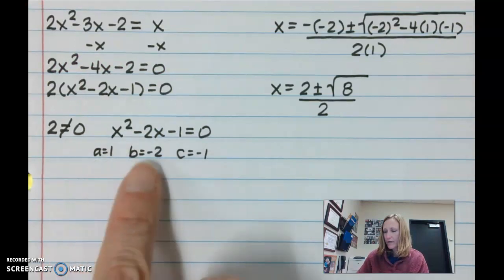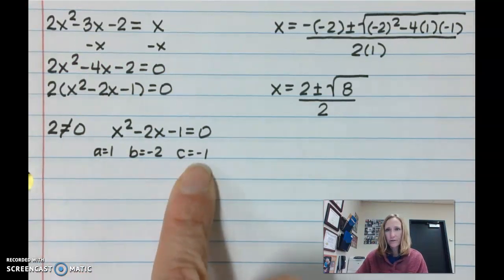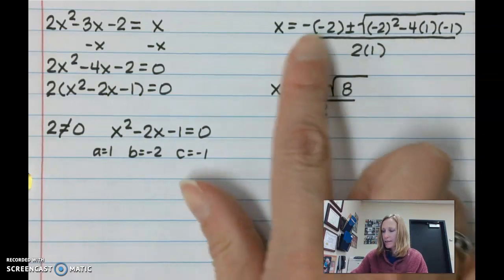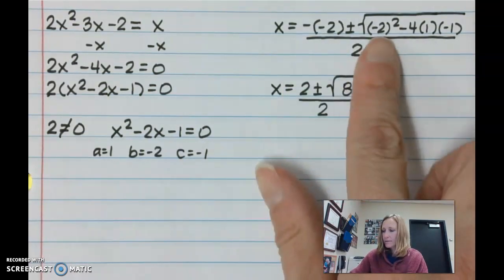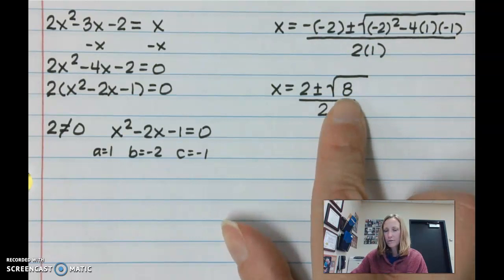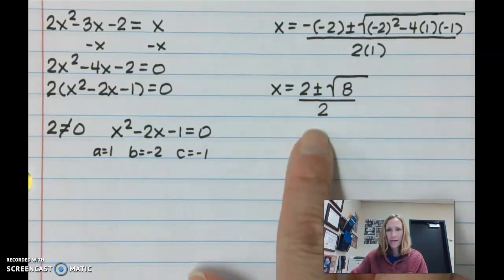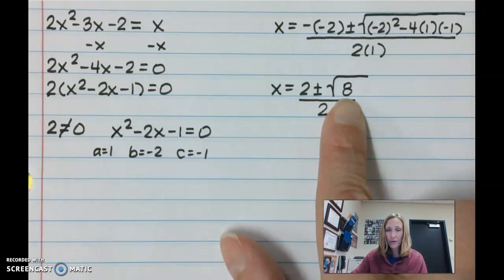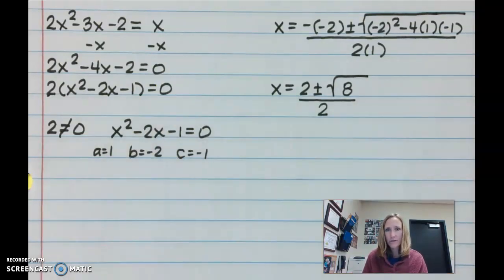So I have an a value of 1, a b value of negative 2, and a c value of negative 1 that I'm plugging into my quadratic formula. When I simplify my signs, simplify what's under the radical, and simplify my denominator, I get to this point. Well, 8 is not a perfect square, so I'm not going to be able to write this exactly unless I leave that radical in my expression. So it didn't say anything about rounding, so we're going to leave our solutions exact.